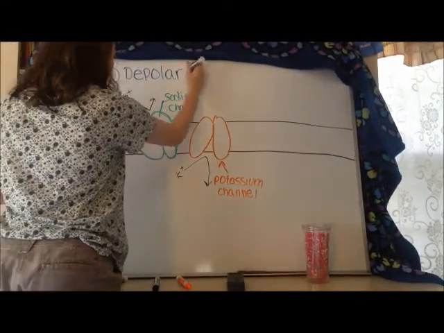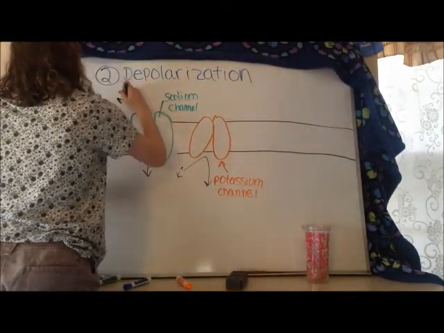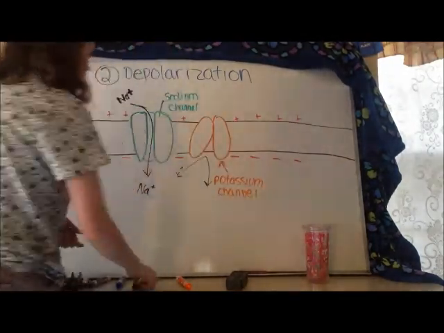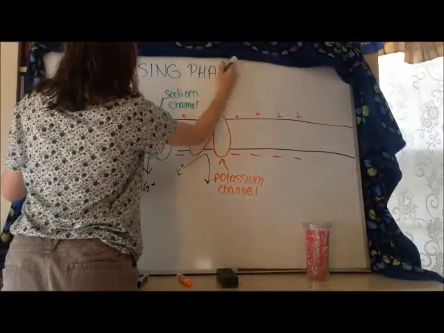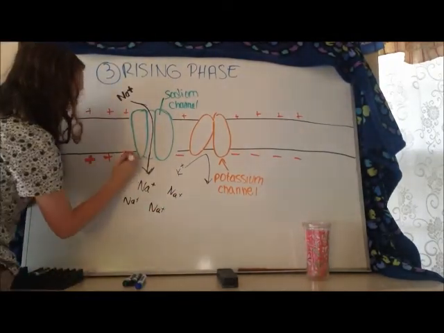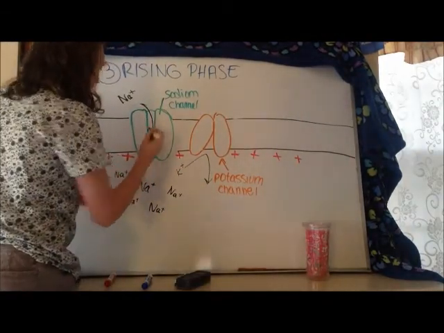Now you'll notice that the sodium ions are positively charged. So during depolarization, when the sodium channels are opened, the sodium brings its positive charge into the formerly negative center of the axon, and the charges change once the sodium ions pass through.